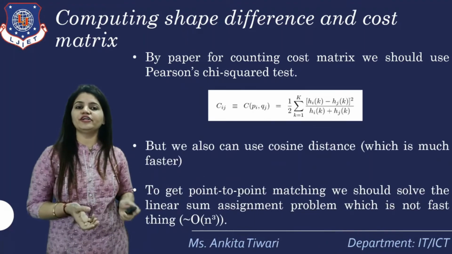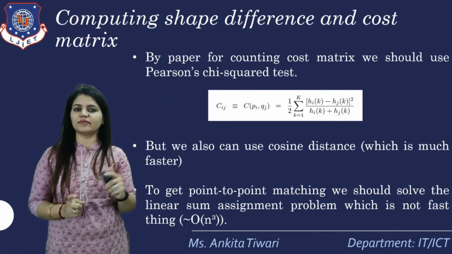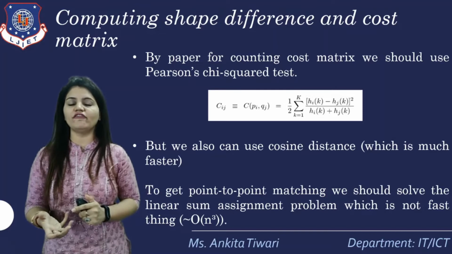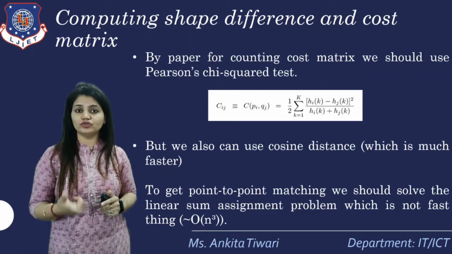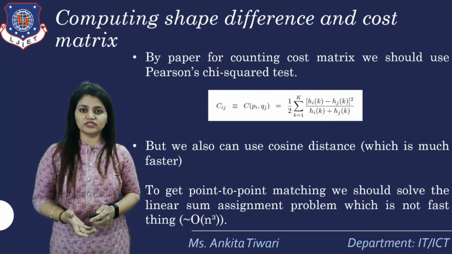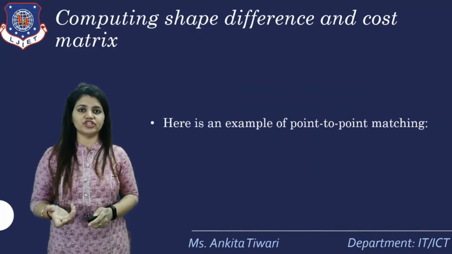To get the point to point matching, we should solve the linear sum assignment problem, which is not fast, as it is theta of n cube, but we can also use cosine distance, which is faster than the sine function. So this is what we have with respect to computing shape difference.